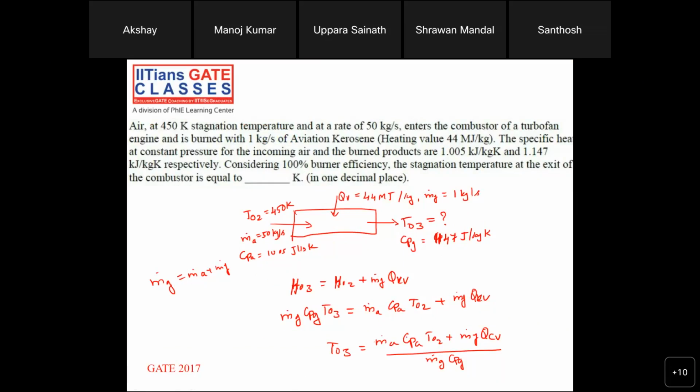If you substitute all the values given here, m dot A, T02, CPA, CPG, m dot F, everything, and m dot G, of course, you have to calculate from continuity, you should end up with 1138.7 Kelvin. One decimal place they are asking, and they are not asking you to round off, just one decimal. Whatever you get at the first decimal, you just keep there.